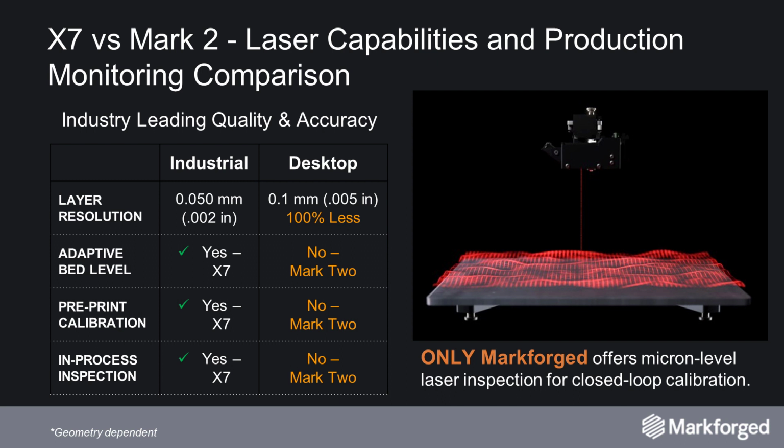Only Markforged offers micron level laser inspection for closed loop calibration. If industry leading quality and accuracy is critical path, or said differently, is a required capability down to the automation that I just walked you through, only the Markforged X7 industrial composite platform offers this micron level laser inspection for closed loop calibration, delivering the repeatable experience that you may be looking for.